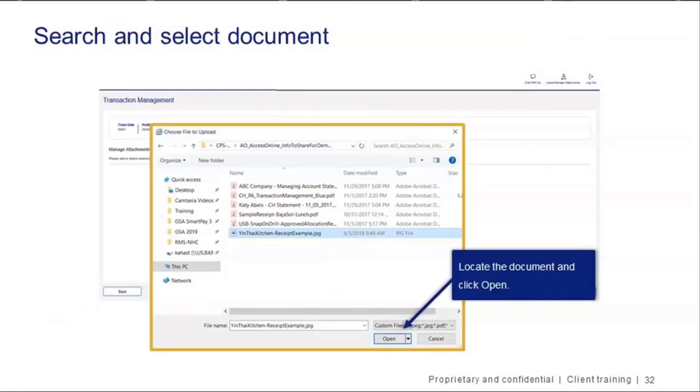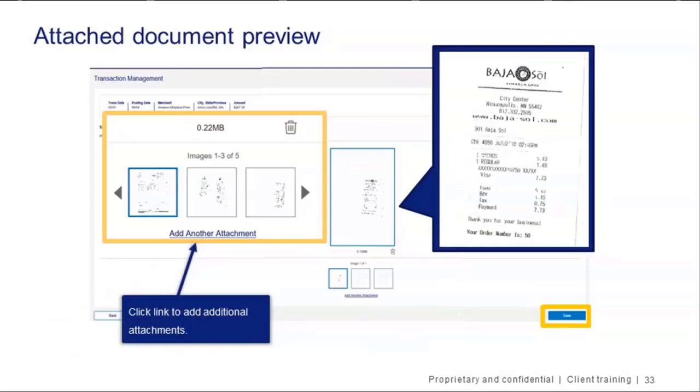Once you've clicked the icon, you locate your receipt on your computer, select it and click Open. Then it attaches to the transaction. You can see a thumbnail of what that receipt looks like. You can add another attachment and then you'll be able to see thumbnails of all of them. If you attach the wrong one, you can select it and delete it. So you can add multiple attachments. It creates them into one PDF and then you click Save.